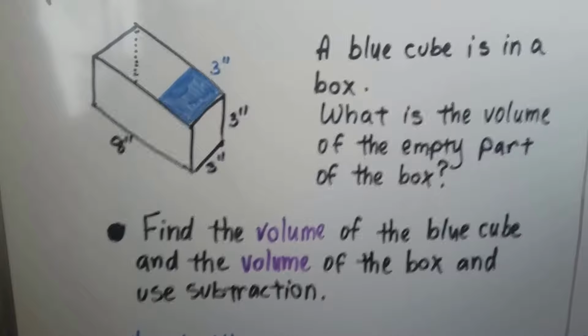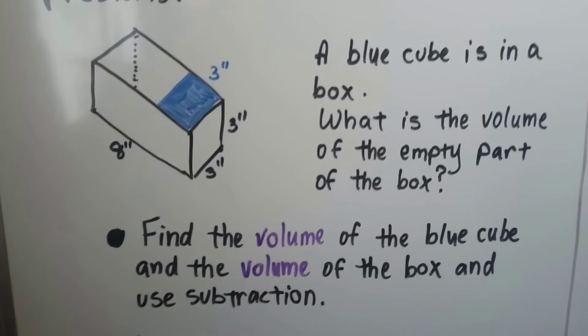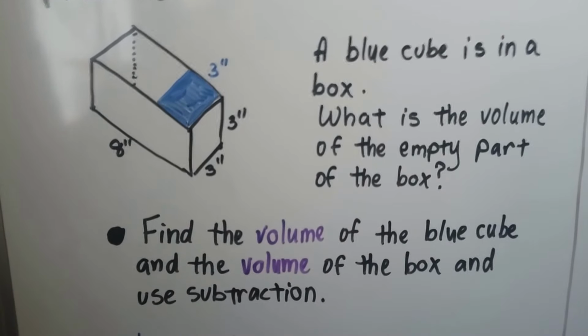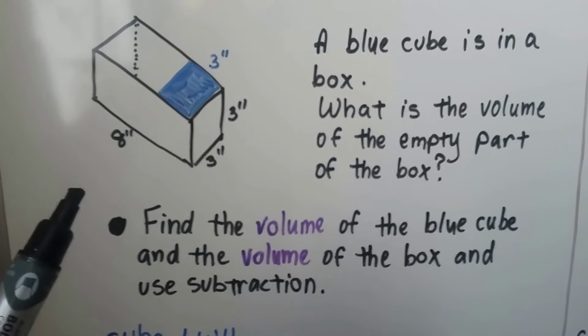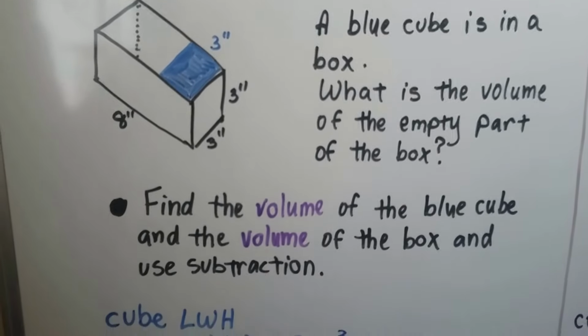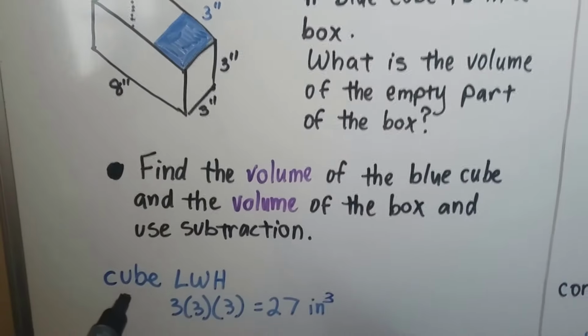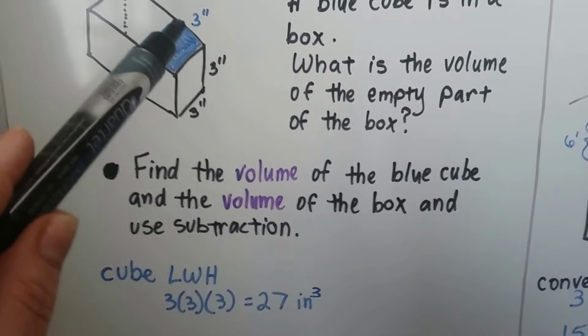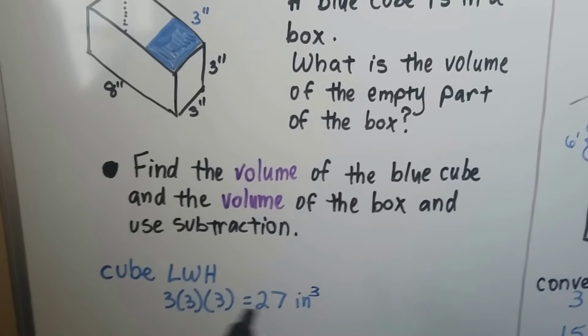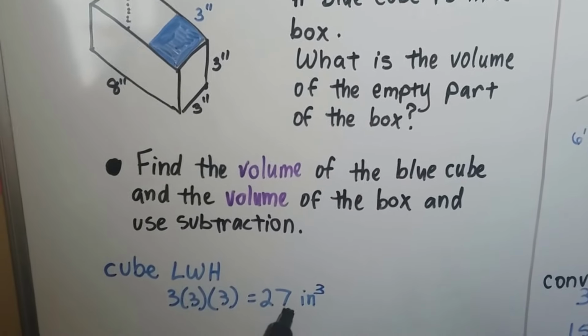A blue cube is in a box. What is the volume of the empty part of the box? What we do is we find the volume of the blue cube and then the volume of the box, and we find the difference. We use subtraction. For the volume of a cube, we use length times width times height, so we're going to have 3 times 3 times 3. So the blue cube is 27 inches cubed.